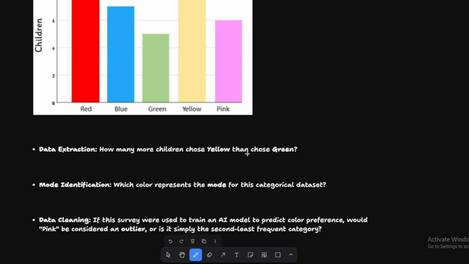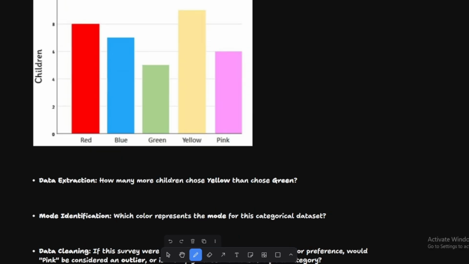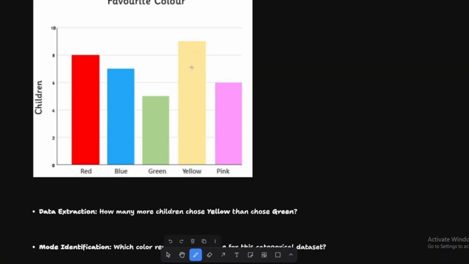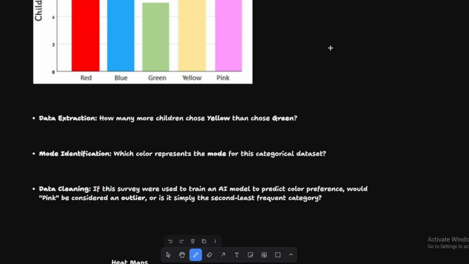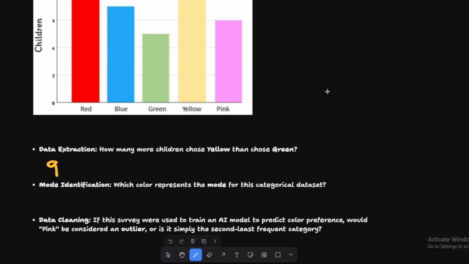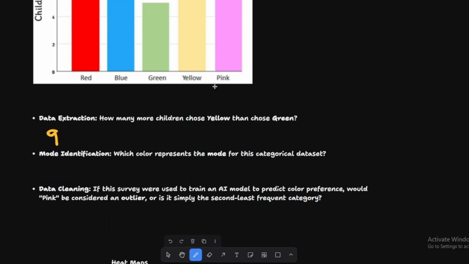How many more children chose yellow than chose green? So let's see how many children chose yellow. It looks like 9 children chose yellow. Now how many children chose green? It looks like 5 children chose green. So it'd be 9 minus 5, which is 4 more children.